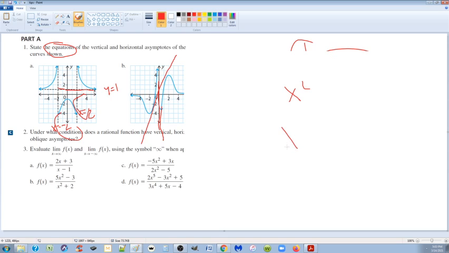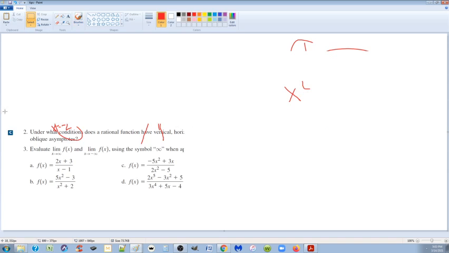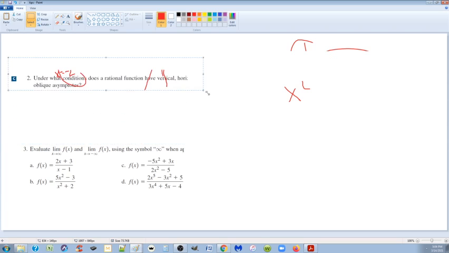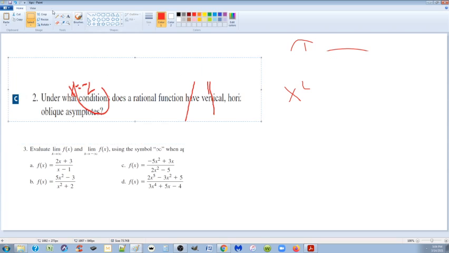Okay, and by the way, it could still be x squared. It can't be x cubed. We could check both those out later and see what it looks like. But we answered the question. Under what conditions does a rational function have a horizontal, a vertical, and an oblique?